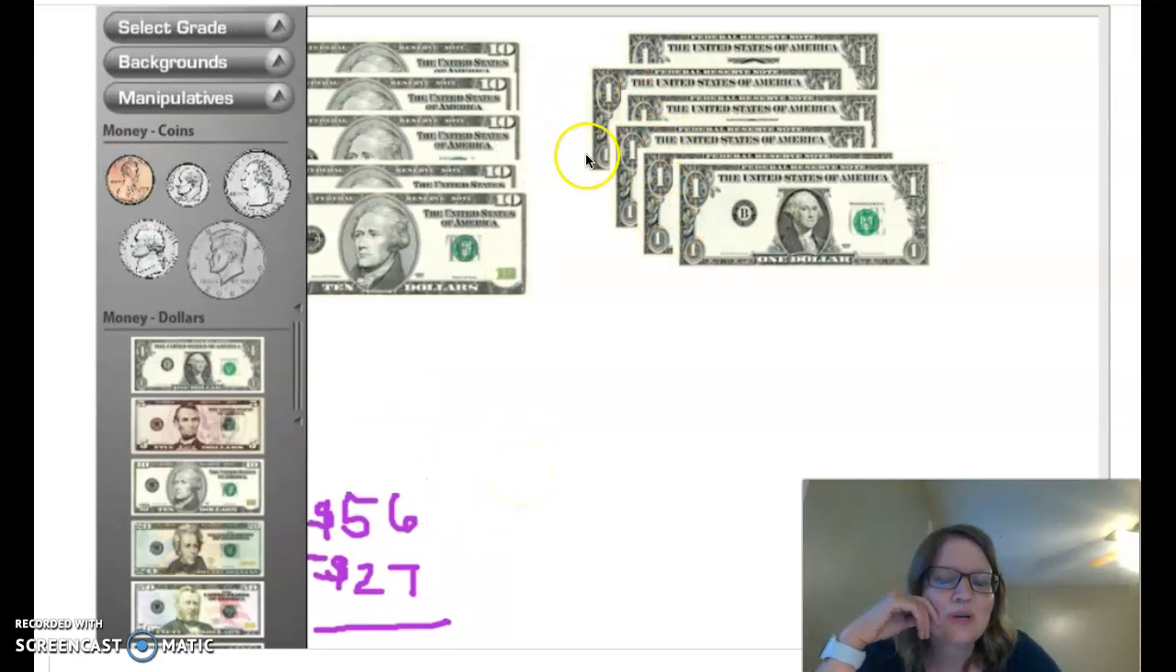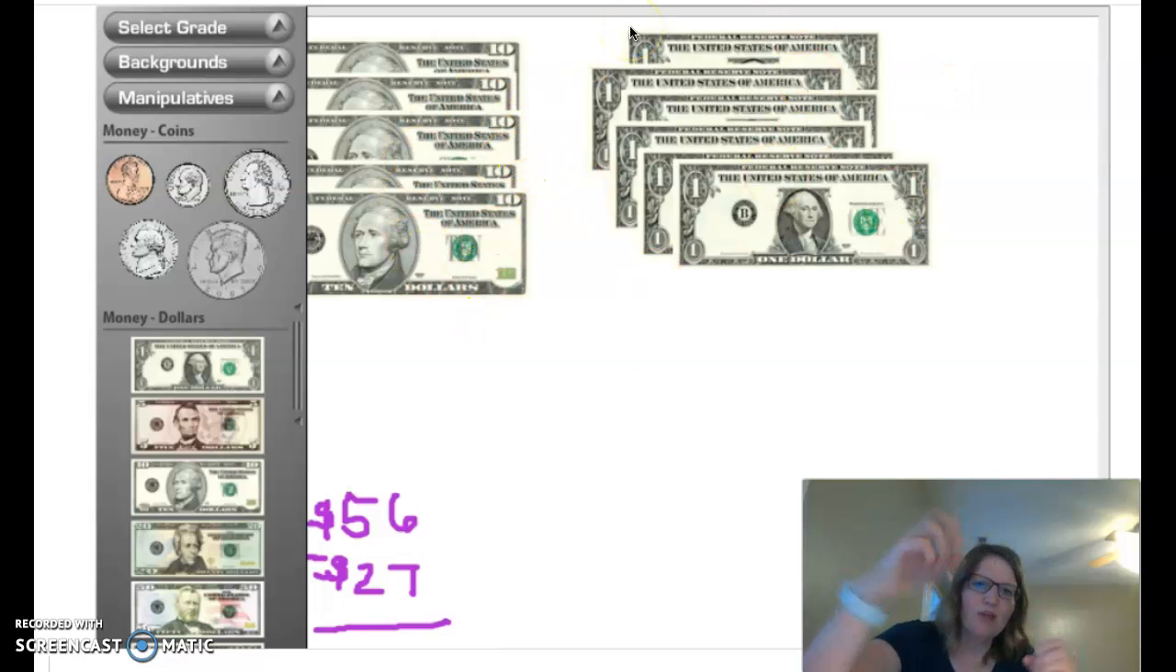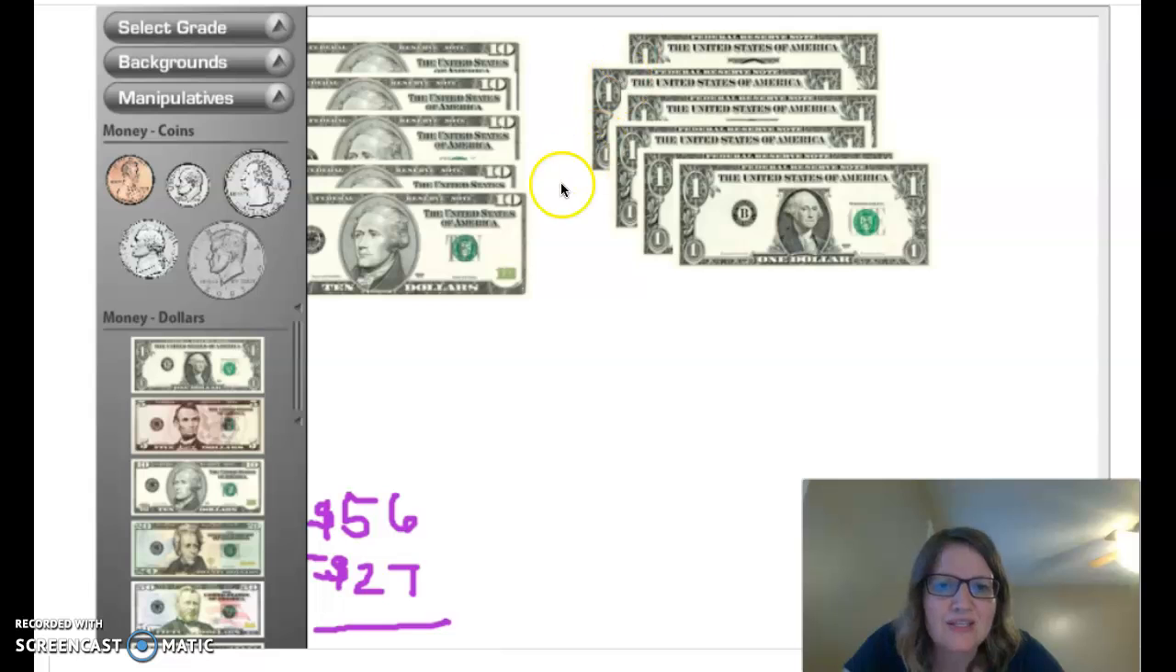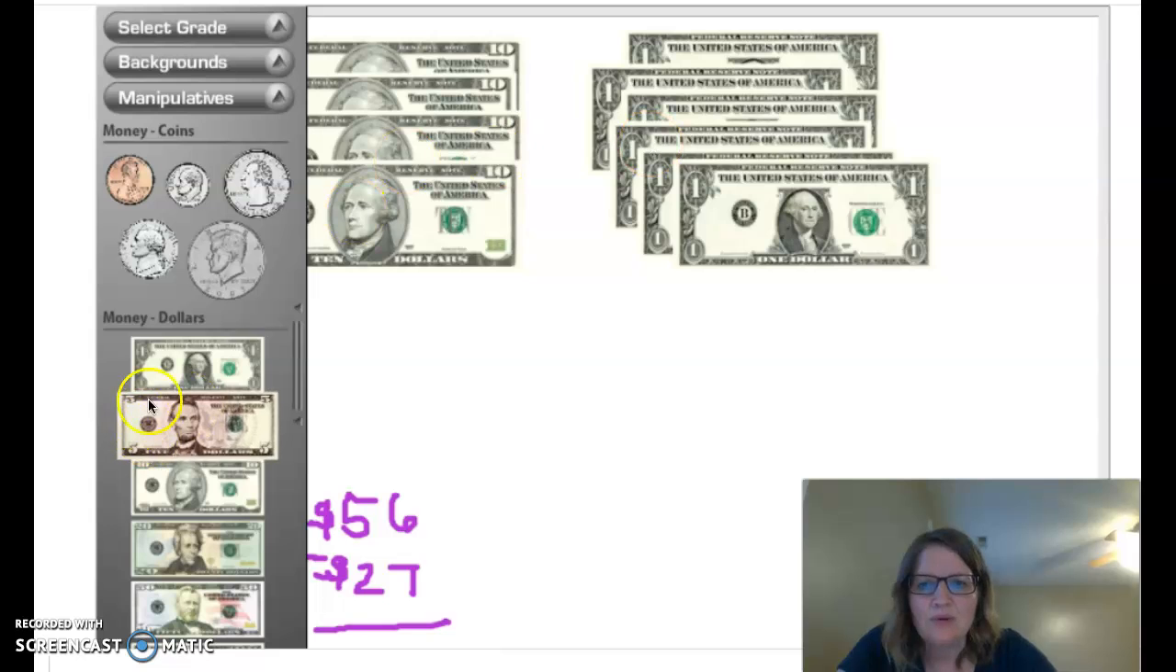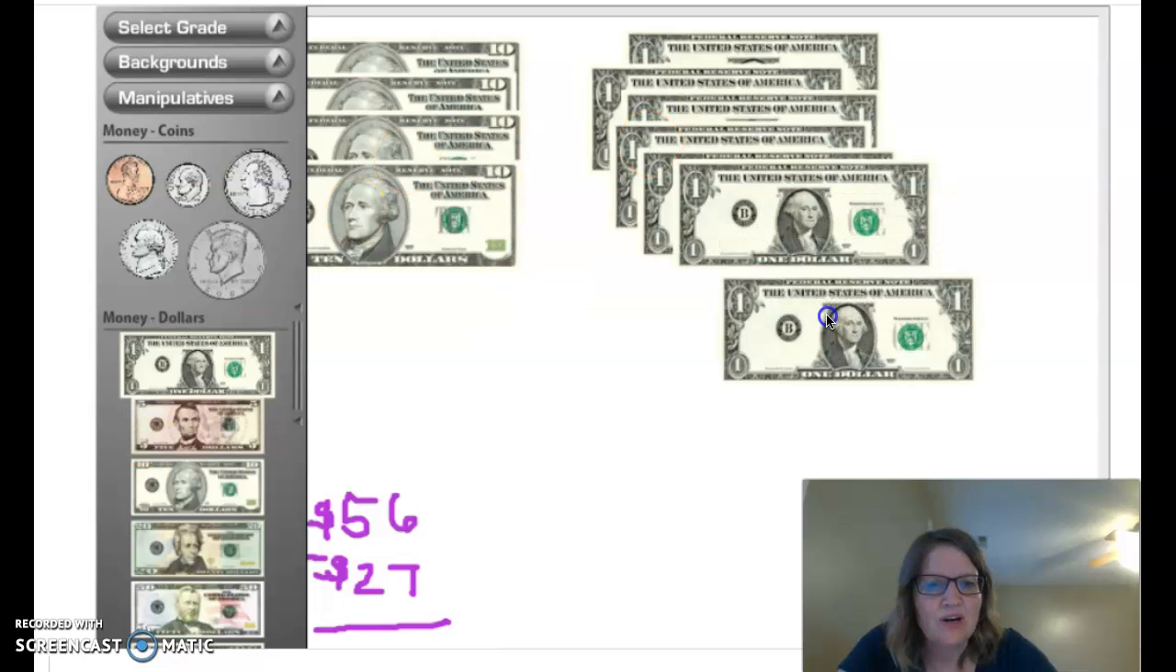$56 minus $27. So here we have our $56. We need to pull out $27 from this. Oh, dang it. As you can see, 6 minus 7, we're going to have to regroup. And so I'm going to pull out one of my 10s, move it over this way. I'm going to delete it, and I'm going to exchange it for 10 ones.